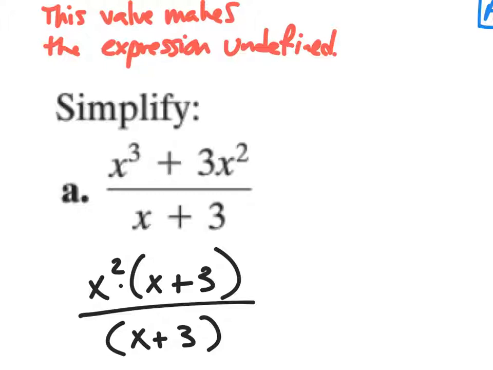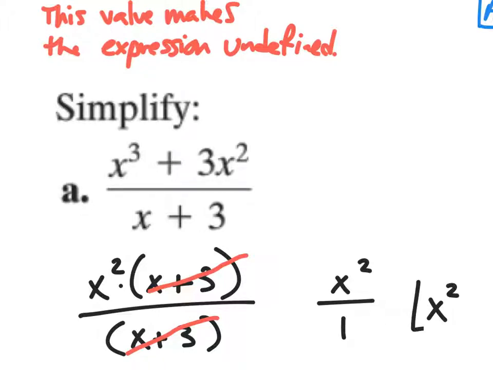Now, the thing is that you want to realize that I am multiplying x squared by this quantity x plus 3, okay? Because I'm multiplying, I can divide out the common factor of x plus 3. Now what we're left with is x squared up top and then a 1 down below, because x plus 3 divided by x plus 3 is just 1, all right? So even though I just have x squared over 1, I'm just going to write that value as x squared, and this is my simplified answer, okay?